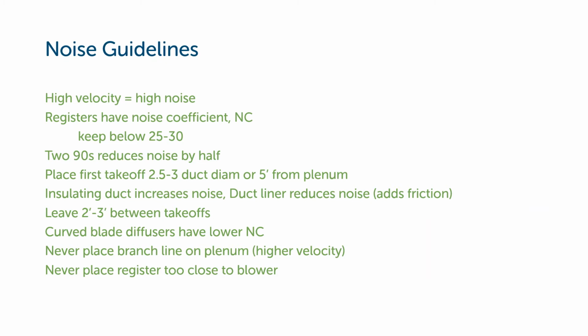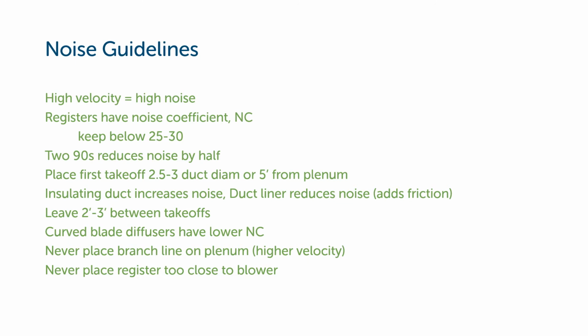Here's some guidelines for keeping noise down. Remember, more velocity means more noise. And registers have a listed noise coefficient. We want to keep it below 25 or 30. If we have a register that's too close to the blower, we're going to hear it. One possible solution is to put a couple of 90s in that branch duct, and that can have the effect of reducing the noise by half. Remember, it's going to add equivalent length to the system and that adds static pressure. But if noise is a concern, that's one way to take care of it.